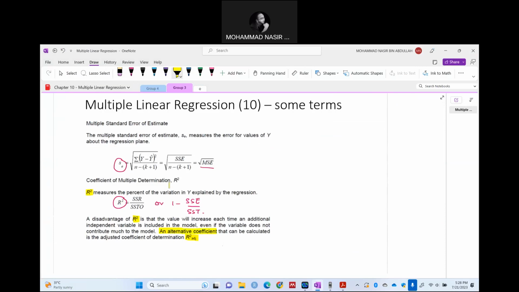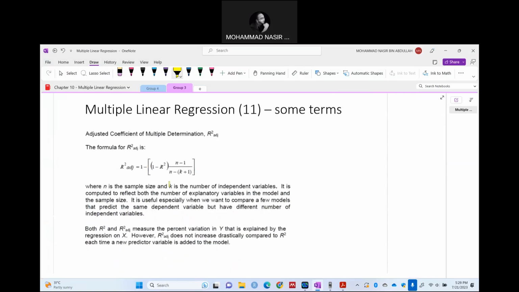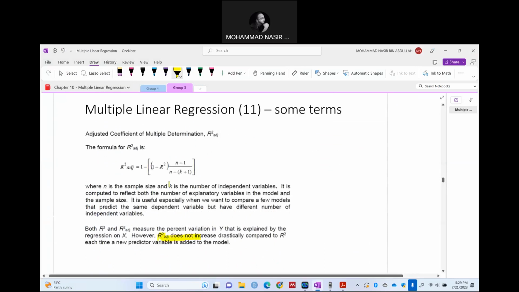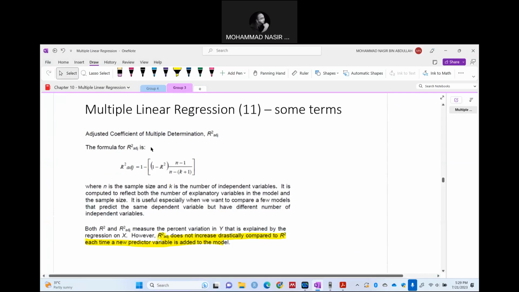But R square adjusted will not increase drastically when you include many independent variables, right? So see here, R square adjusted does not increase drastically compared to R square each time a new predictor variable is added into the model, right? So this is the formula to calculate R square adjusted: 1 minus R square multiplied with n minus 1 divided by n minus k plus 1, right?